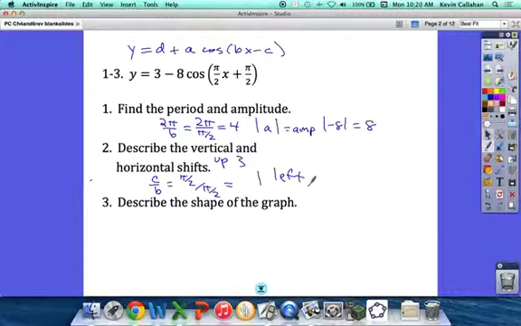Describe the shape of the graph. What is the shape of a cosine or a sine? It's a wave. I'm real clear on that. From day 1, when we started talking about trig functions, it's wave, wave, wave. And we use these functions to model things that otherwise we couldn't do.